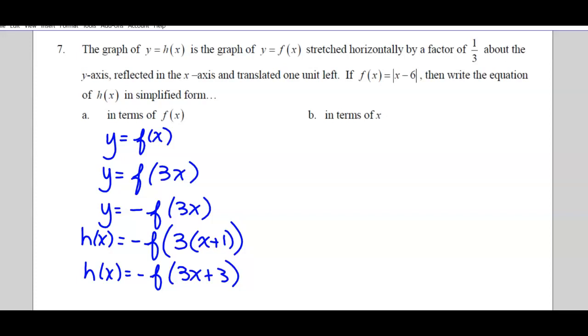Now, what you could do for part B is take your base function, y equals absolute value of x minus 6, and do all of these steps. Or faster, since we've done this, use function notation. H of x is equal to negative f of 3x plus 3. If we know what f is, then h of x equals negative, put f in here. That means everywhere there's an x here, we're going to replace it with 3x plus 3. So this is going to be absolute value, 3x plus 3 minus 6.